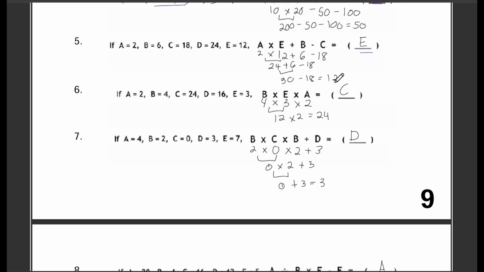30 minus 18 equals 12. 12 matches the value of E, so E is the correct answer. Why aren't the others correct? A is too small. B is 6, not the final result. C is 18. That was subtracted. D is 24. That was a step along the way.